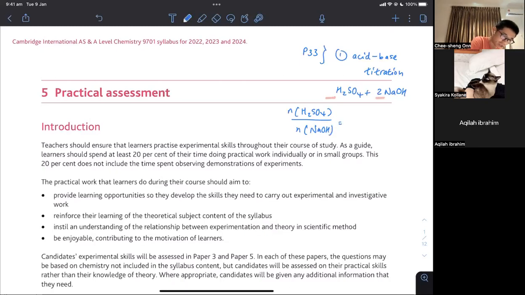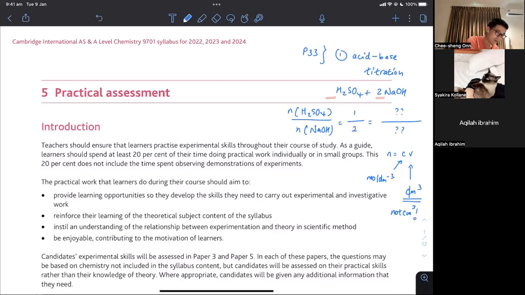Look at the balanced equation. It's 1 mole of the H2SO4, 2 mole of the NaOH, and then whatever information on top, whatever information at the bottom, just remember that C times V. The concentration is in mol per dm cube, and your titration most of the time will be in cm cube. So you need to convert that into dm cube, not cm cube. Apart from that, that was all right.